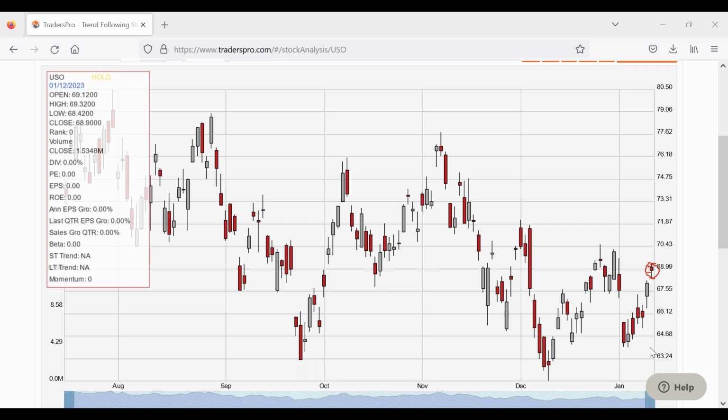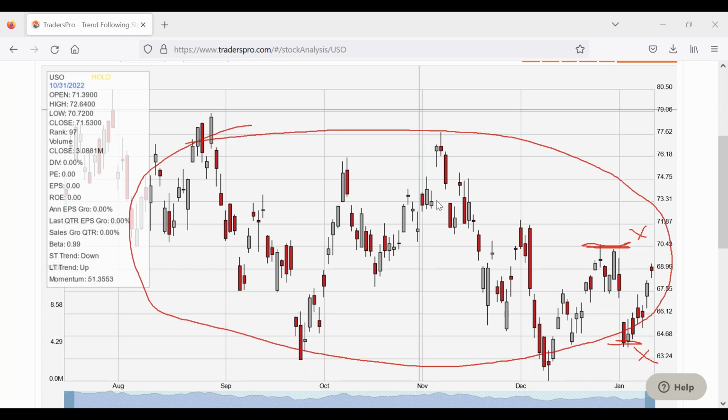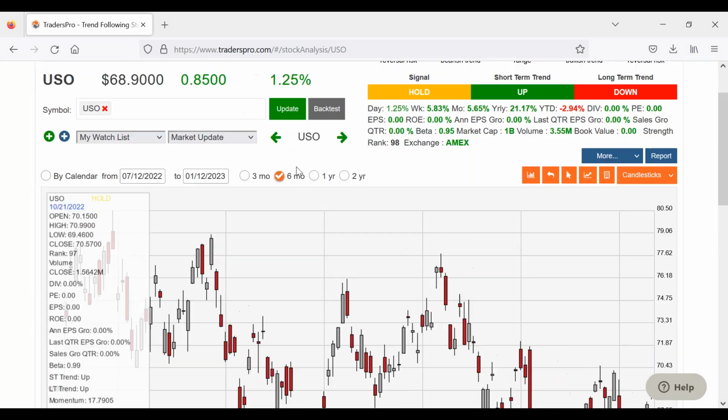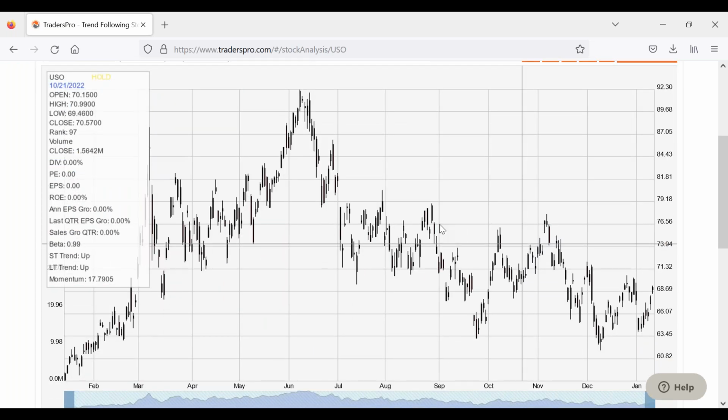But again, what I talked about on Tuesday, I'm not going to go into detail today to save some time, but I'd want to see if it can break above here. That'd be bullish. If it breaks down below here, that'd be bearish. We've seen it, a lot of sideways movement in oil over the last little while. Look at a 1-year chart. You can see a little bit more detail. A lot of choppiness in there.